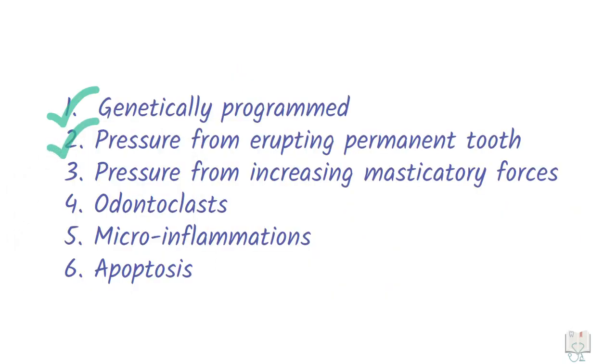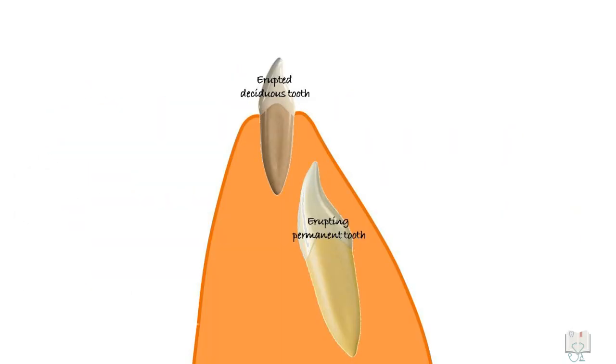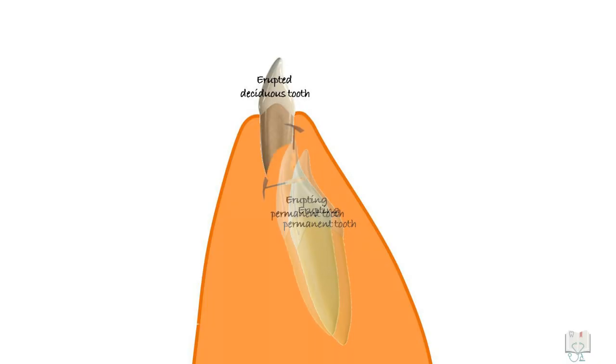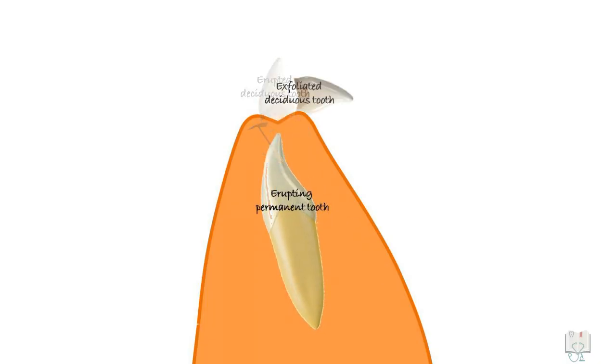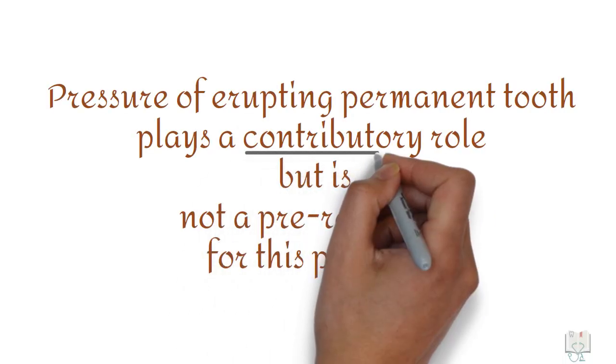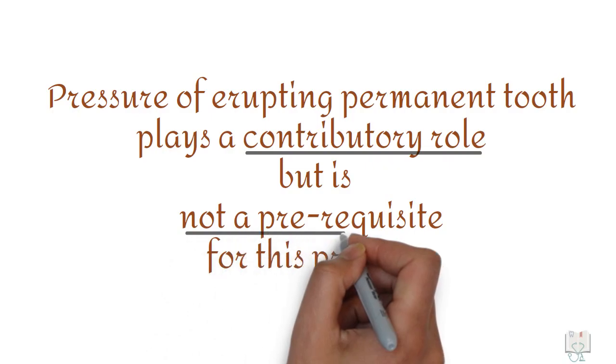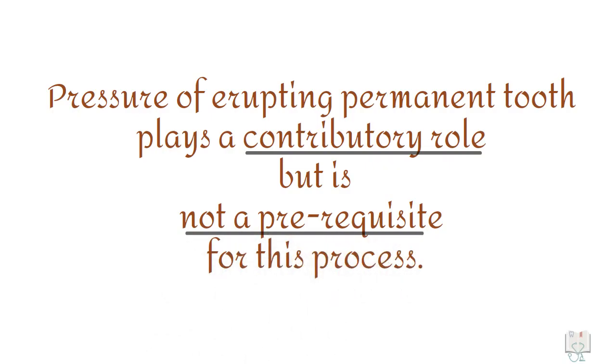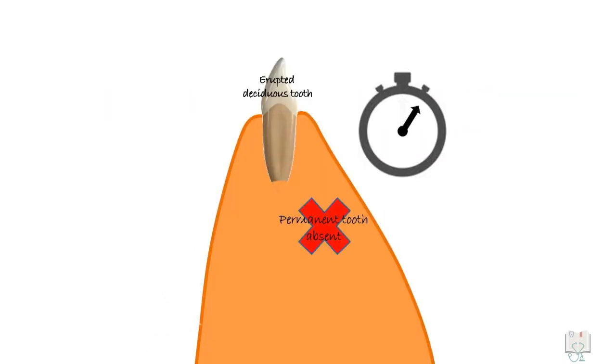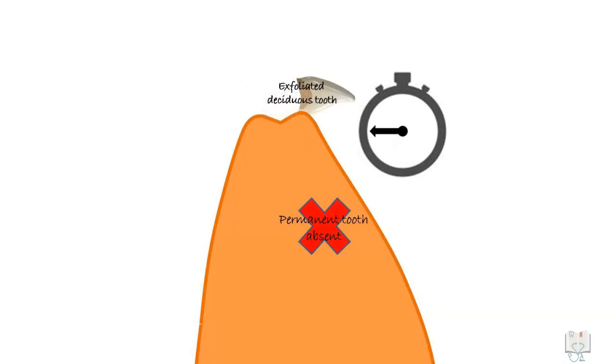Pressure from erupting permanent teeth. The pressure applied by the underlying erupting succedaneous tooth plays a vital role in exfoliation of deciduous tooth. But this pressure plays only a contributory role and is not a prerequisite for the exfoliation, as primary teeth without a permanent successor also eventually do resorb, although their exfoliation timing is later than usual.